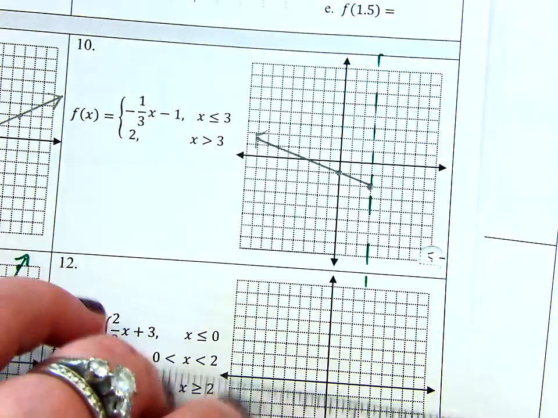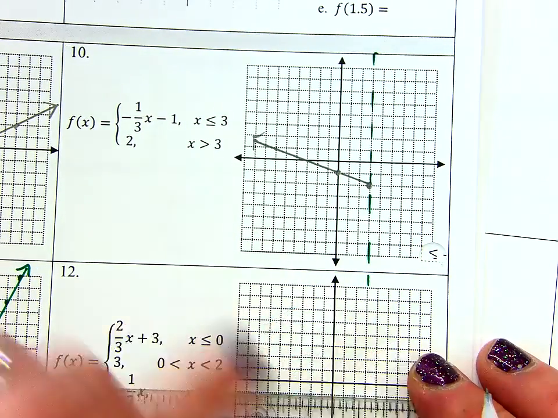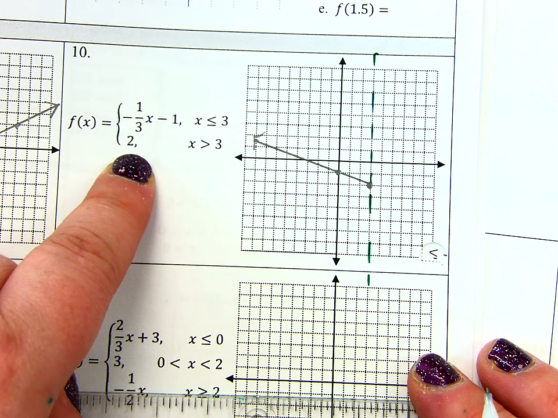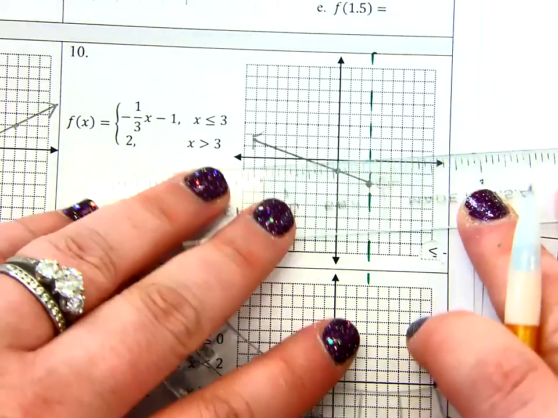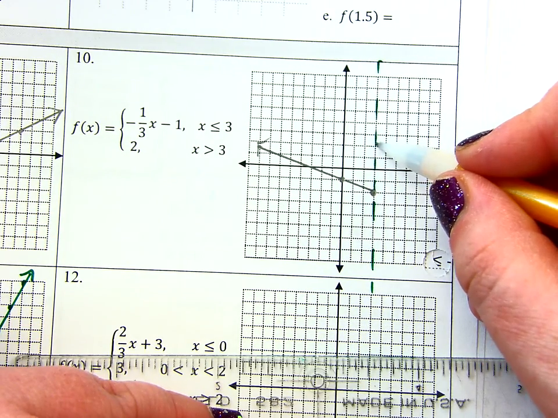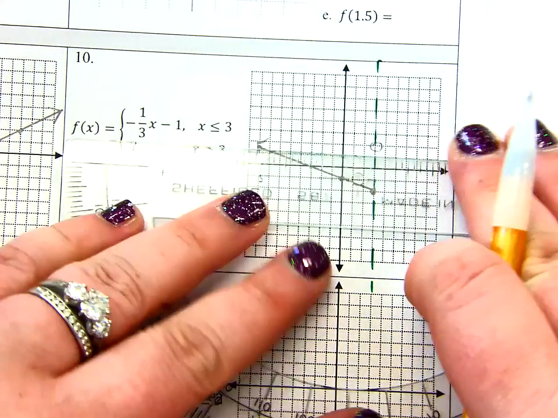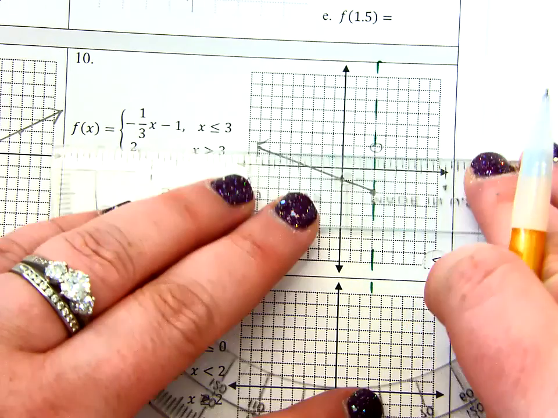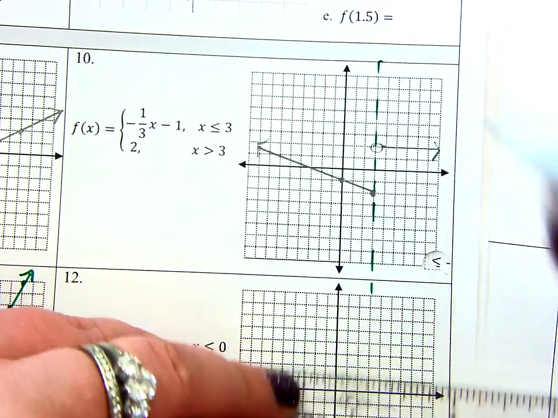There's that. Now the right-hand side, okay, this one actually works out because it's just y equals 2. So I just graph the horizontal line at 2. Just make sure you only started at the dotted line and go to the right. And on the dotted line, is it open or closed? Open because that's x is greater than 3. And I'm at 2 and I just graph like this.